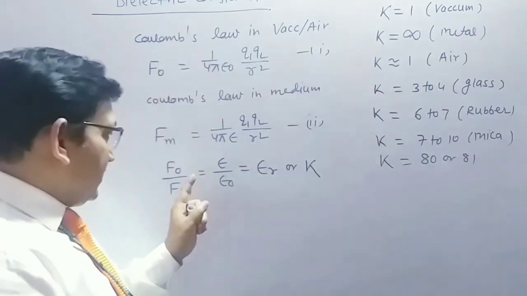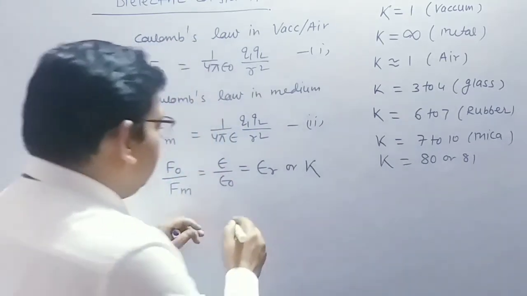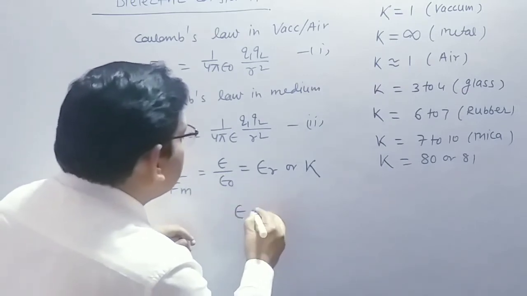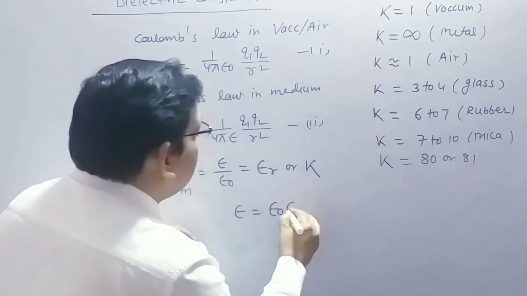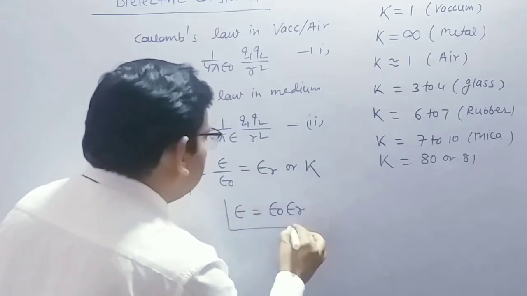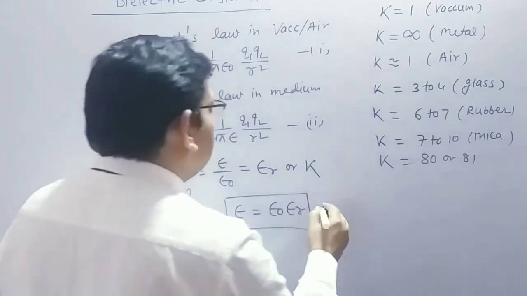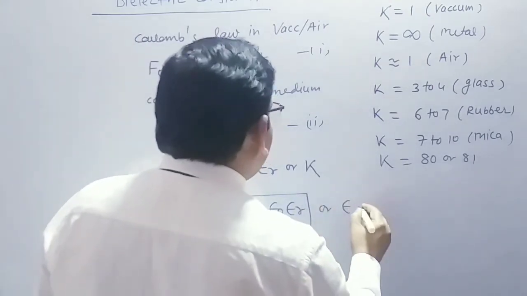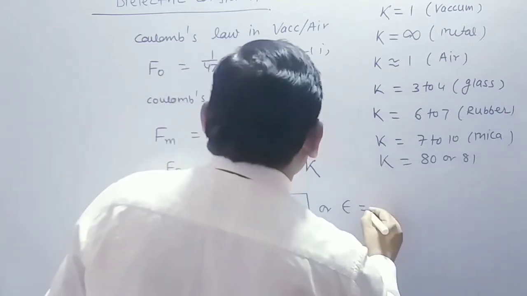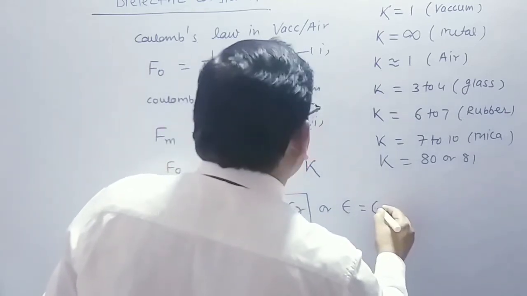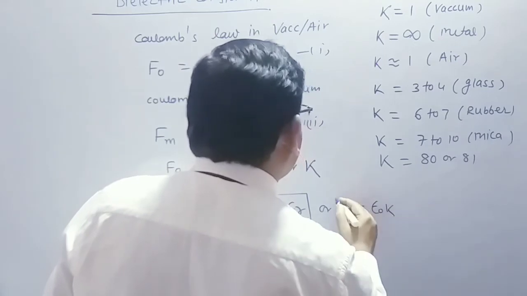Now again look at this expression. From this expression, one can write epsilon is equal to epsilon naught epsilon r, or epsilon can be written as epsilon naught into K.